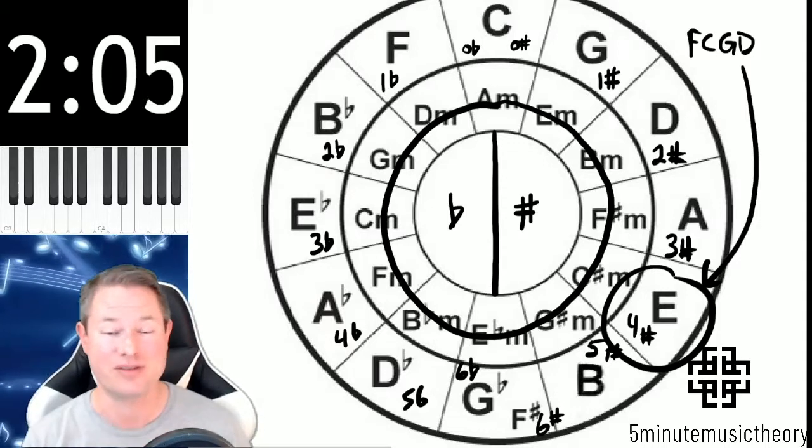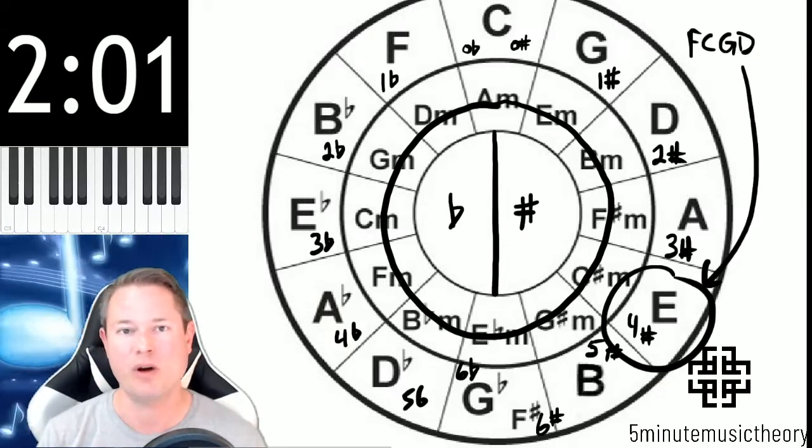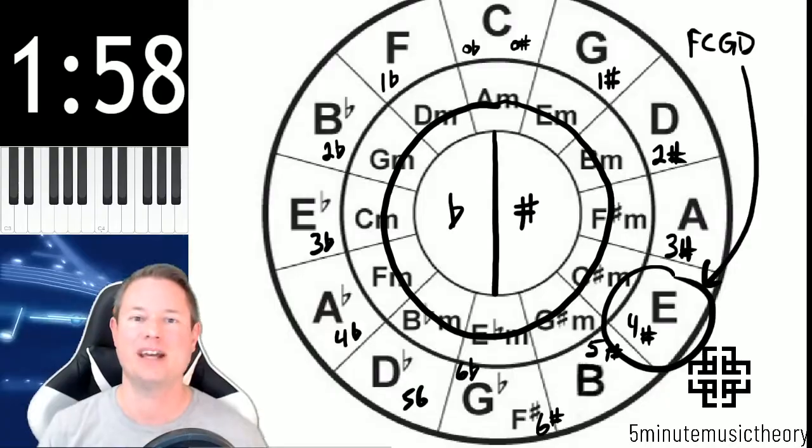And now that we know how to use this circle to determine how many accidentals, it's time to figure out where we put them on the staff, and that's coming up next in the next video.